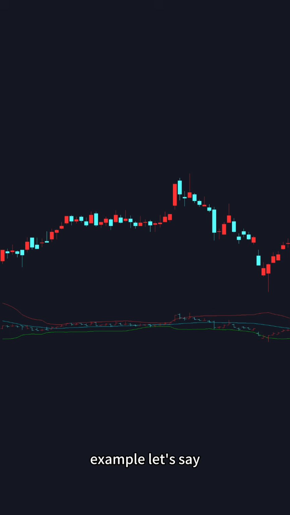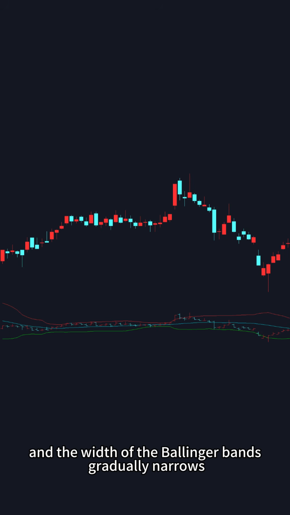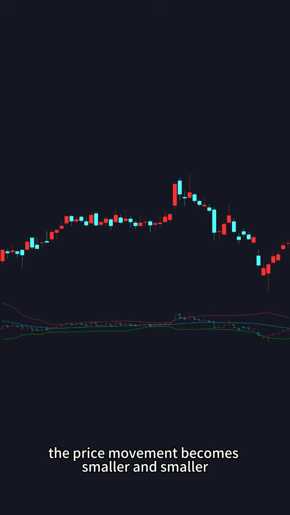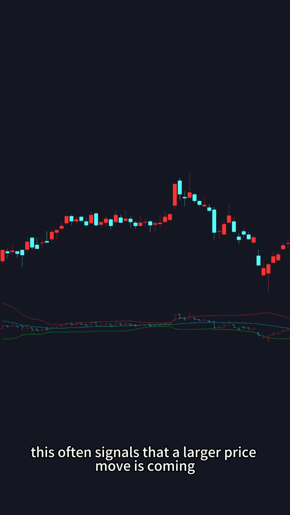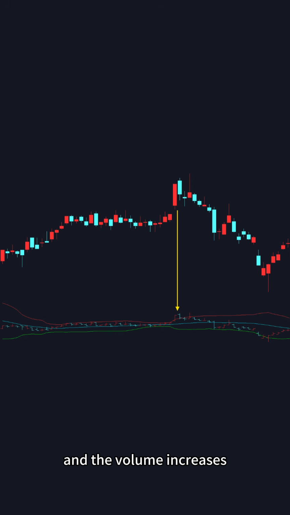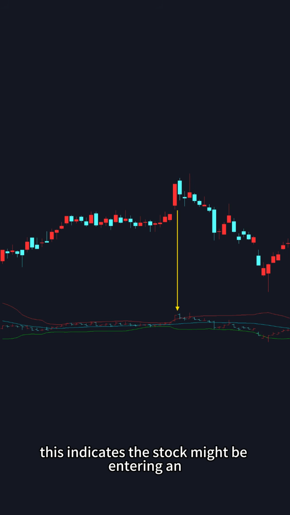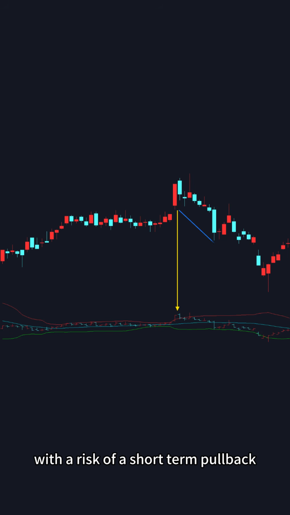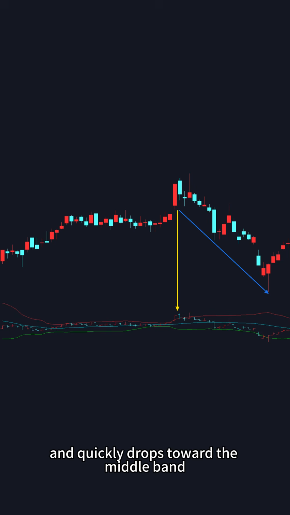Example. Let's say a stock has been fluctuating upwards for a period of time, and the width of the Bollinger Bands gradually narrows. The price movement becomes smaller and smaller. This often signals that a larger price move is coming. Sure enough, the stock breaks above the upper band, and the volume increases. This indicates the stock might be entering an overbought zone, with a risk of a short-term pullback. The stock then starts to pull back and quickly drops toward the middle band.